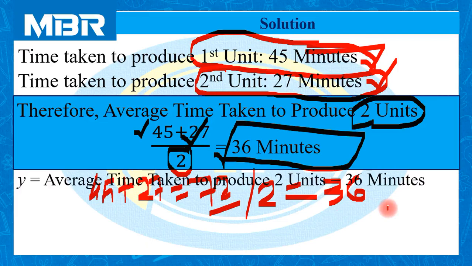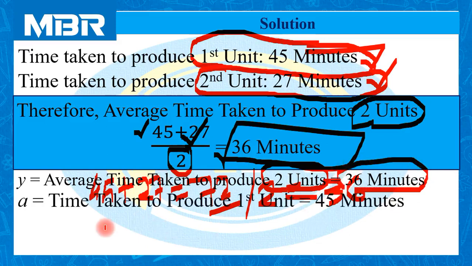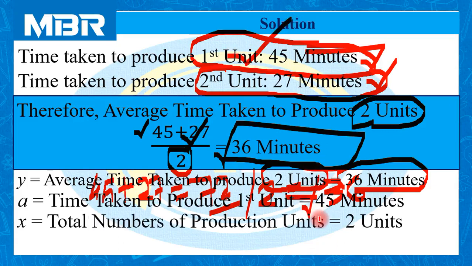Now, on the basis of that, decide the variables. Y, the average time taken to produce 2 units. Right now we have information of 2 units, so the average time taken to produce 2 units is 36 minutes. Then A, the time taken to produce the first unit of the product. For the manufacturing of the first unit, we have taken 45 minutes. So A equals 45 minutes.